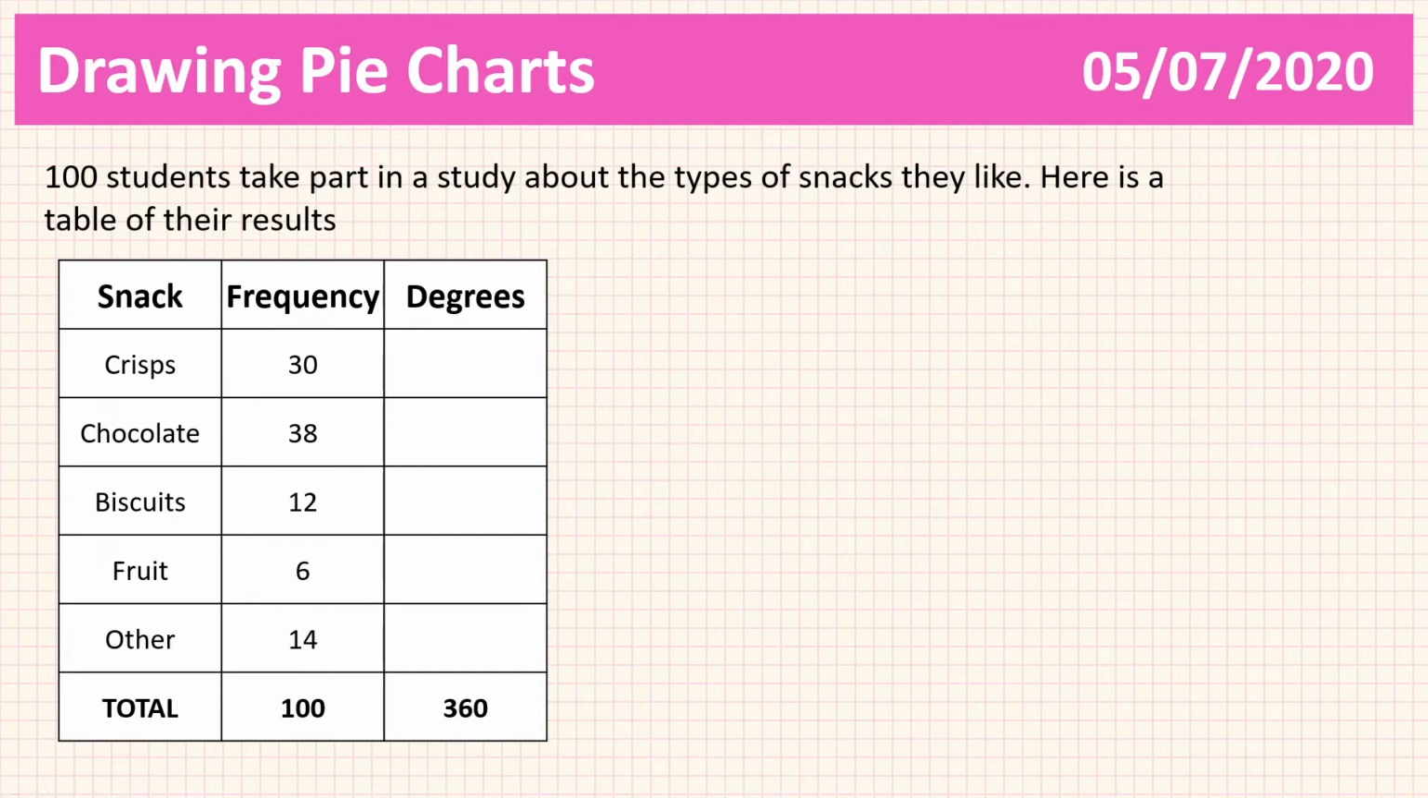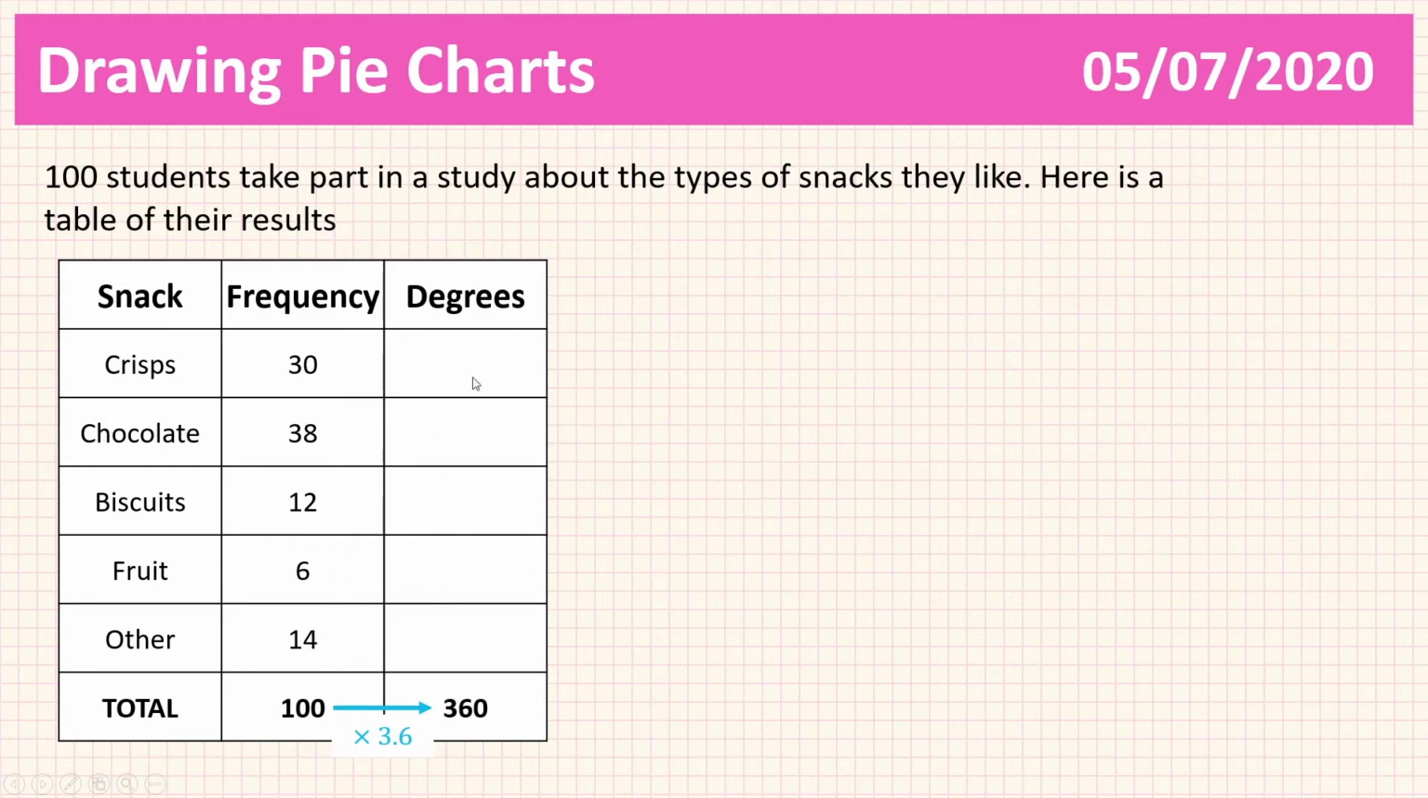Okay, so we can do it in one step, but if you found it easier to do it in 2 steps, that's also fine. But the one thing that we could do to get from 100 to 360 is multiply by 3.6. That means to find out the degrees for each of these categories, I need to multiply the frequency by 3.6, because that's what I did. I multiplied the total frequency by 3.6 to get to the total degrees. So I need to do the same thing to each of the categories.